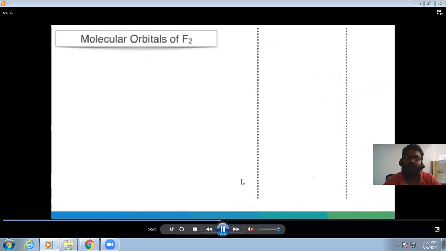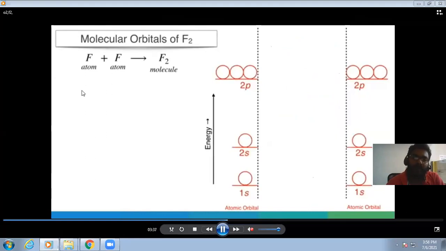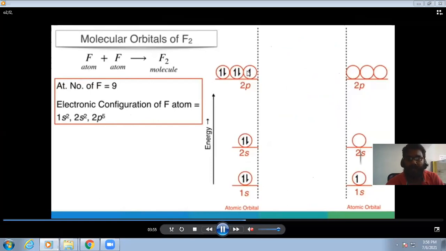This is the important part. Next molecule. See, the next molecule is F2, F plus F, the F2 molecule. The atomic number is 9. The electronic configuration is 1s2, 2s2, 2p5. Here 10 electrons. Atomic number is 9. That is filled: 2 plus 2 plus how many electrons? 4 plus 5, 9. Yes, 4 plus 5, 9.